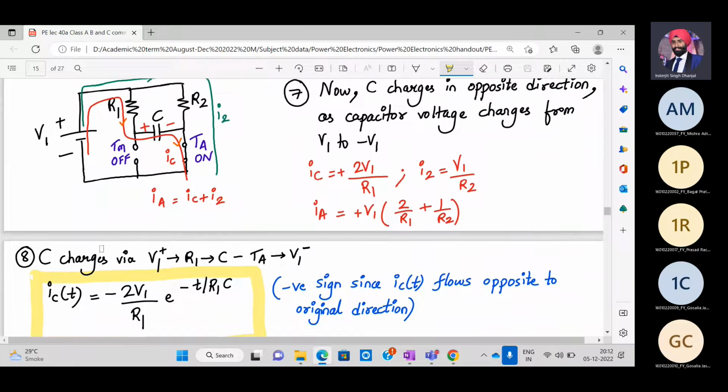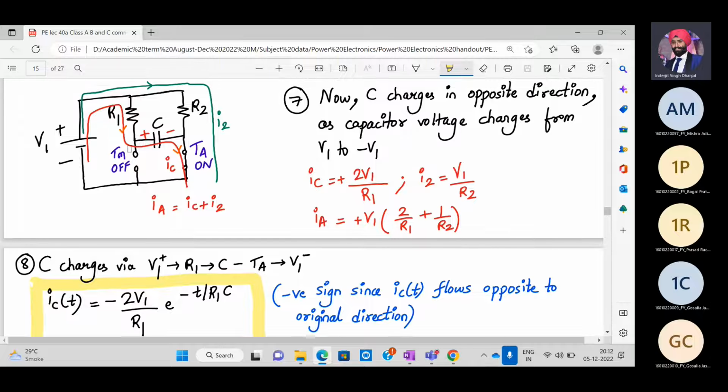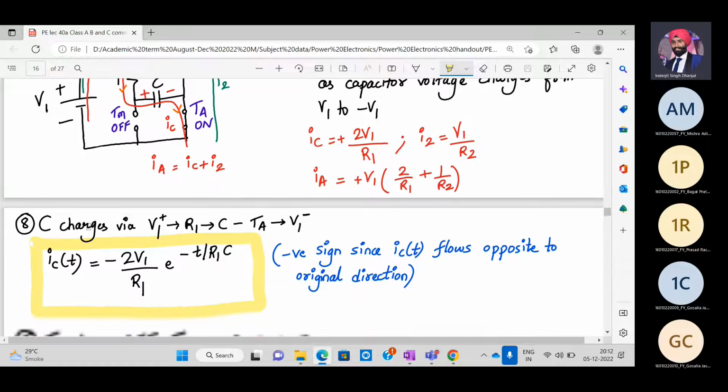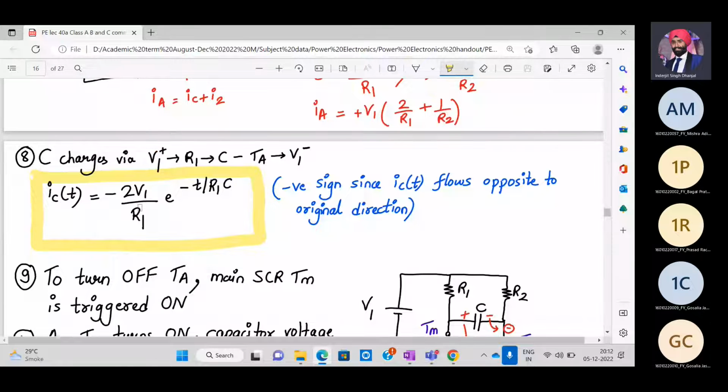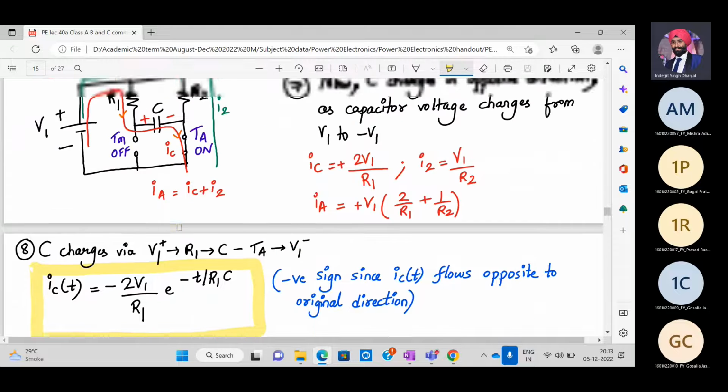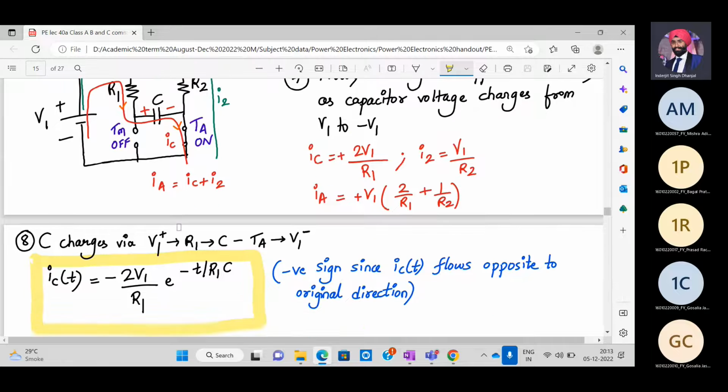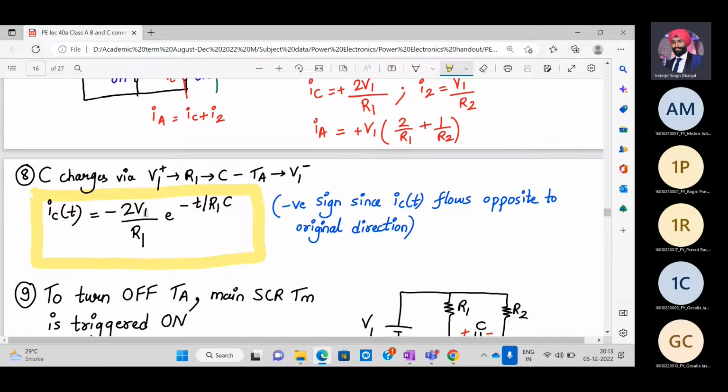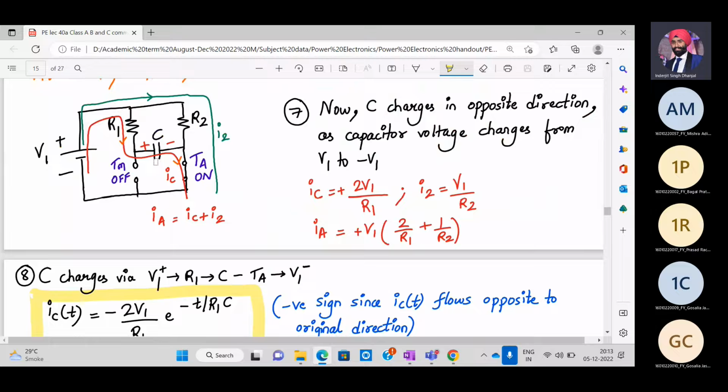So here in this case, the capacitor charges via V1 plus R1 C TA and back to V1 minus. So the formula will be this. We have discussed this formula before, but why we have two V1 is because the capacitor voltage is changing from V1 to minus V1, so that is twice minus twice V1. All right. And here the negative sign indicates that the ICT current is opposite to the original direction. As you can see, ICT current earlier was flowing from right to left. Now it is flowing from left to right.